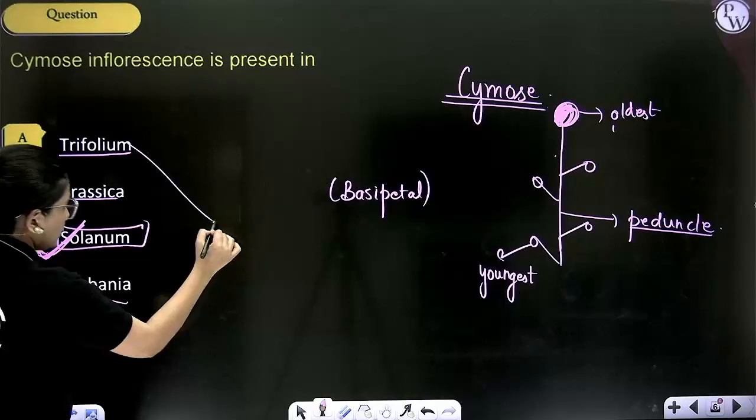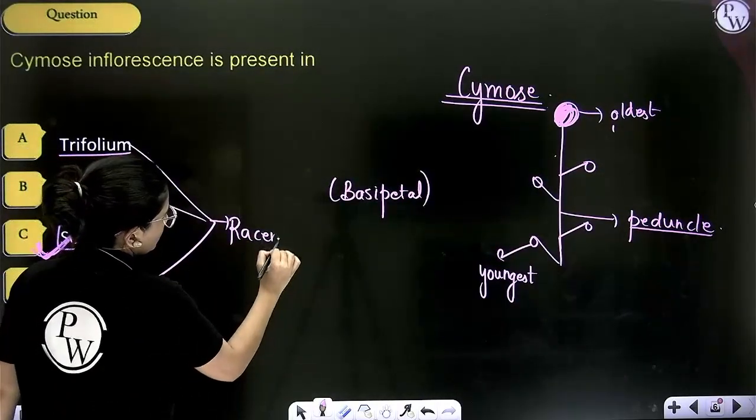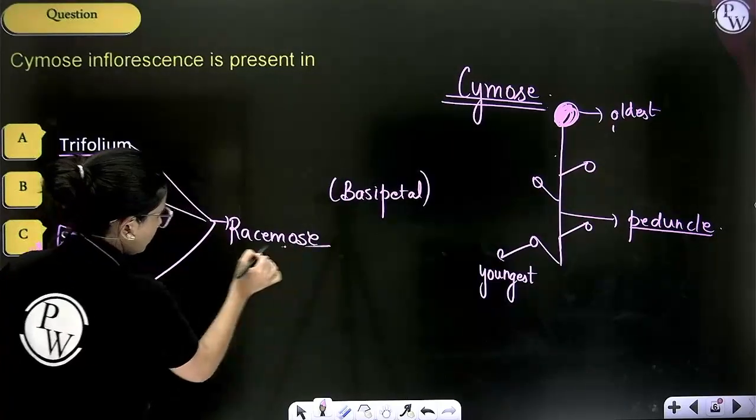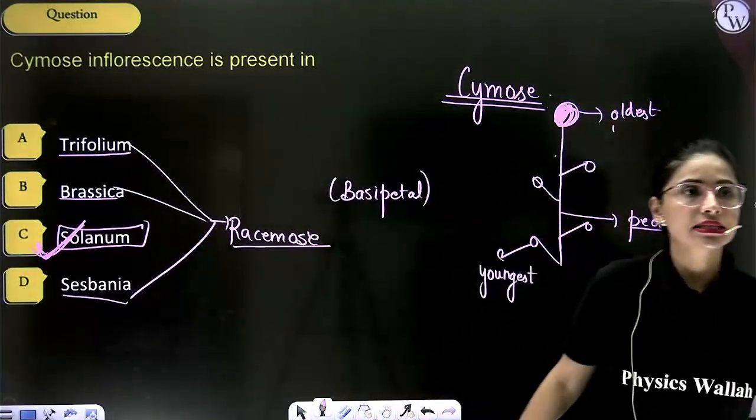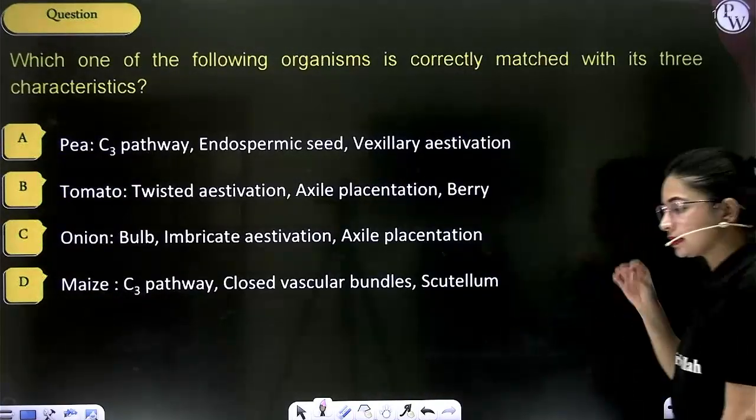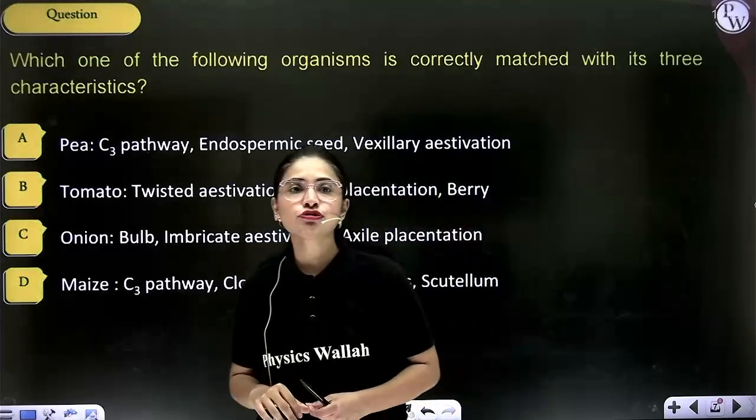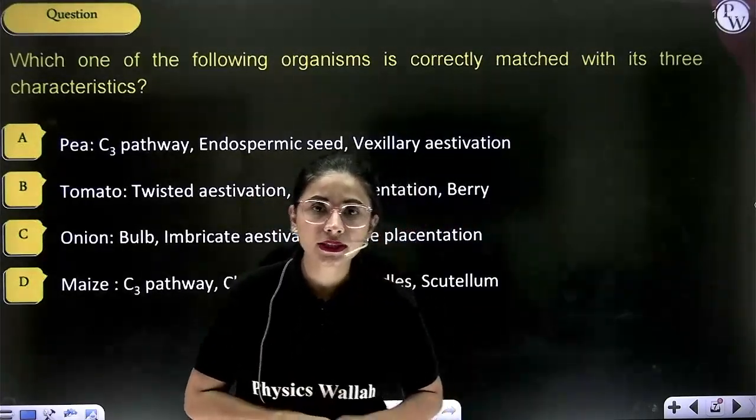1, 2, 3, they all show racemose type of inflorescence. So the answer is C for cat. Understood? Any confusion? Any doubts to anyone? No? Shall we proceed further?